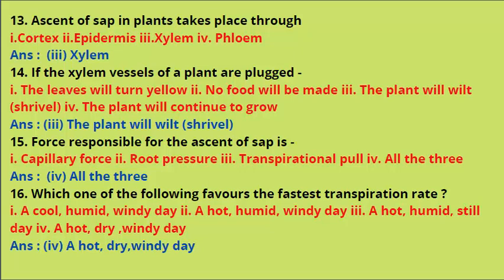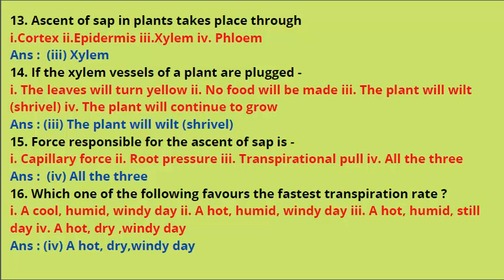Number 16, which one of the following favors the fastest transpiration rate? Number 1, a cool, humid, windy day. Number 2, a hot, humid, windy day. Number 3, a hot, humid, still day. Number 4, a hot, dry, windy day. Answer will be a hot, dry, windy day.